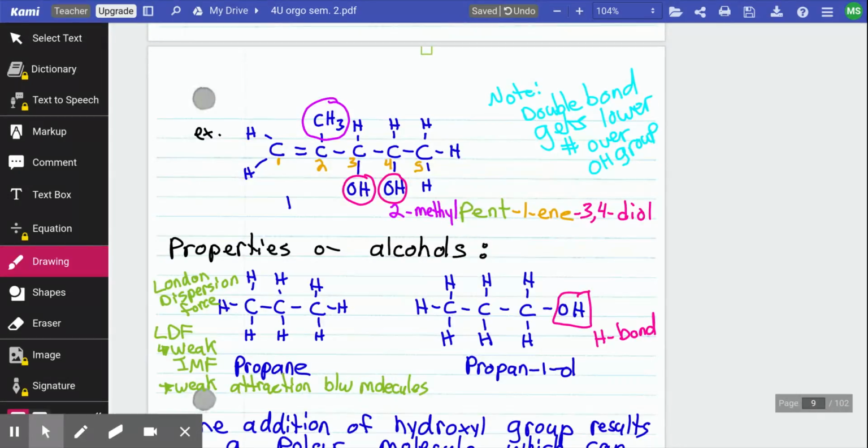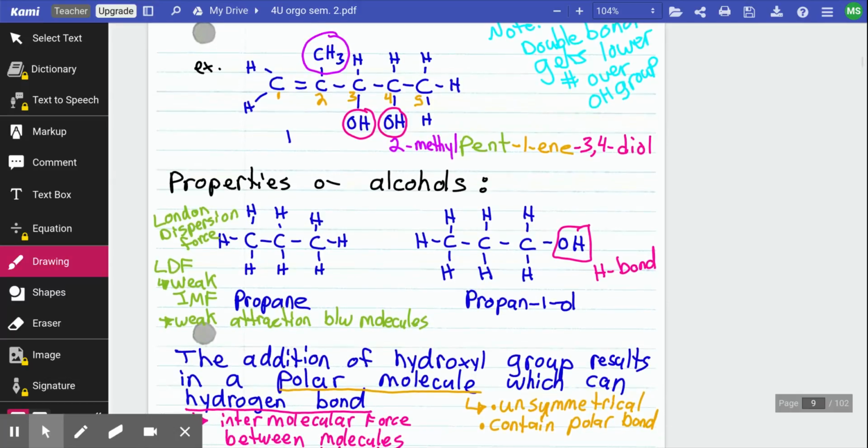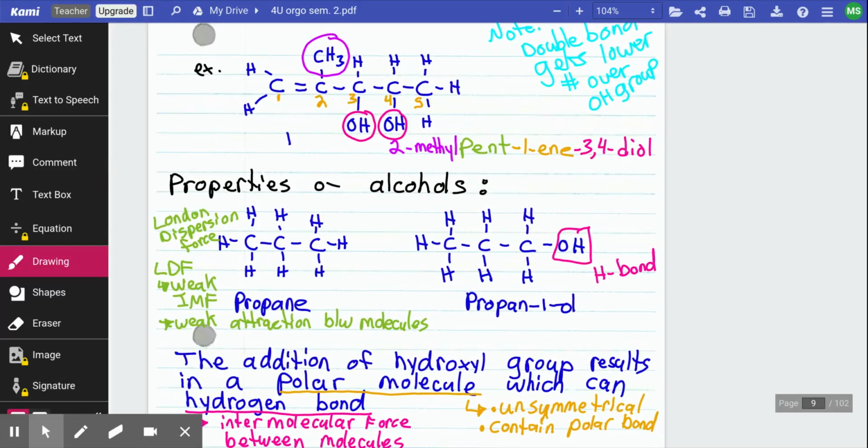And in fact, if we think about the molecule having a positive side and a negative side, this is definitely going to be slightly negative over here, and this part of the molecule is going to be slightly positive. Okay. So the addition of our hydroxyl group results in the molecule becoming polar. It's no longer symmetrical because you have this OH here on the end.